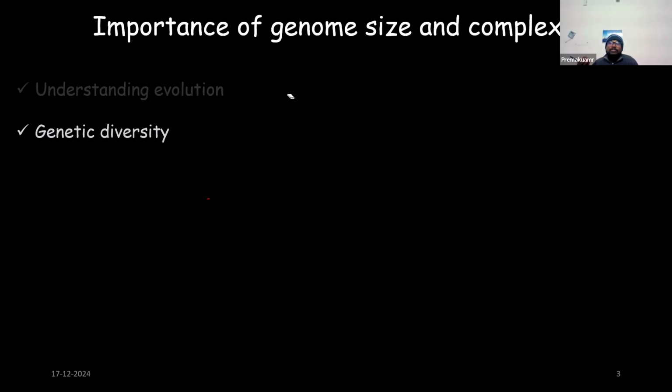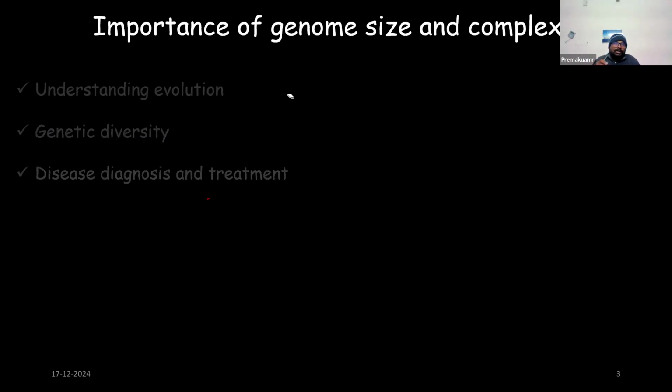To understand this, if you want to find which genes are responsible for which trait, we should understand the diversity. How can we understand the diversity? When we know the genome sequence, or when we know how the genome is organized, then only can we understand the genetic diversity. Then we can understand, for example, disease diagnosis and treatment.